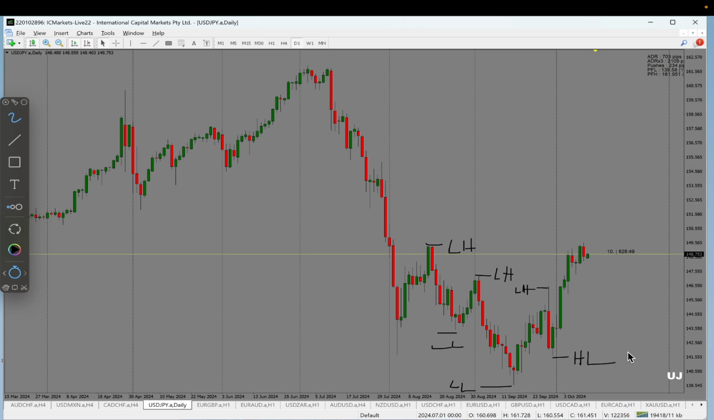Then the market formed a higher low. And what did the market do? The market came up and took out this and has formed a new higher high. Oh no, this is a higher high and forms a new higher high. So what are you expecting? You want to see the market trade back into the range, all right?